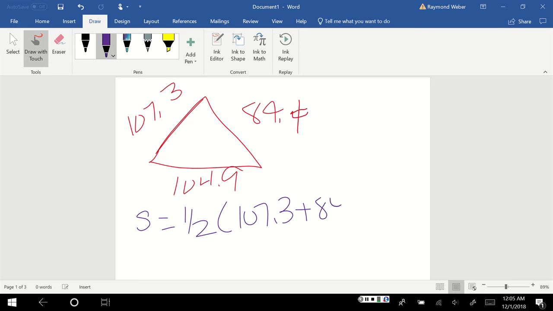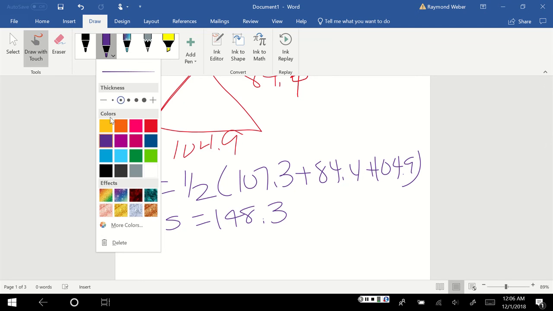So in this case, this. And I just put my calculator somewhere. So do the inside first, order of operations. So 107.3 plus 84.4 plus 104.9, and then times 1/2 or divide by 2, and my S is 148.3. So that's the first thing we need to do.